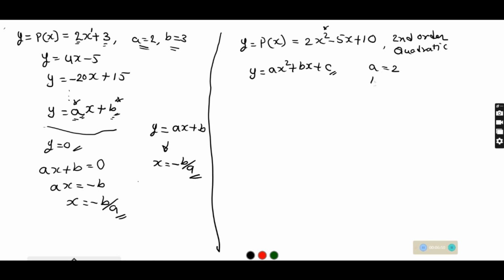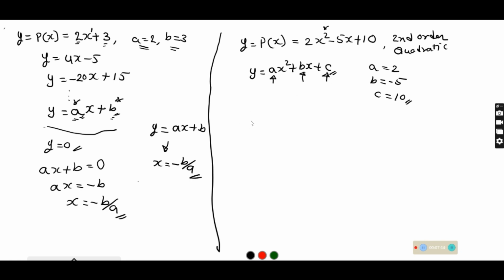It is 2. What is the b? We need to include the sign also while taking. It's minus 5. What is the c? It is 10. So a, b, c are the constants, but we'll be calling a and b the coefficients. This is the x square coefficient, this is the x coefficient, and this is the constant, right?